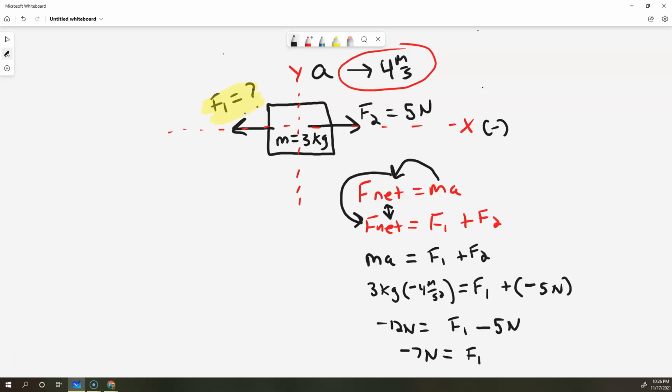Oh, this gave me a lot of information. Not only did it tell me that F1 has a magnitude of 7 newtons, it told me that it's negative, meaning I drew it wrong when I first drew my picture. F1 must also be to the right. And again, in my picture up top, I didn't include positive or negatives because I drew arrows instead to tell me what direction these things were acting.